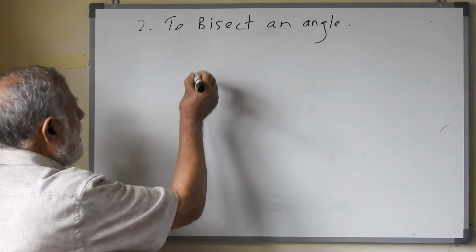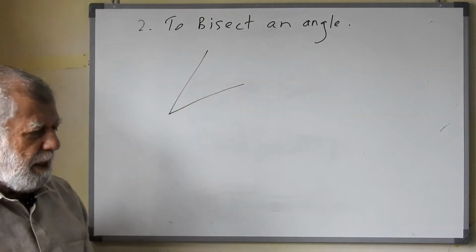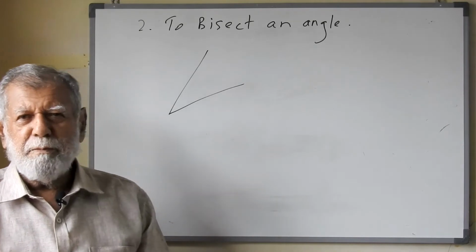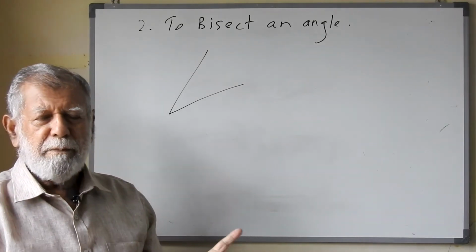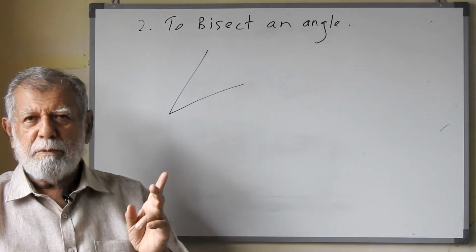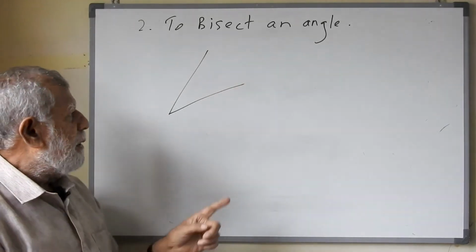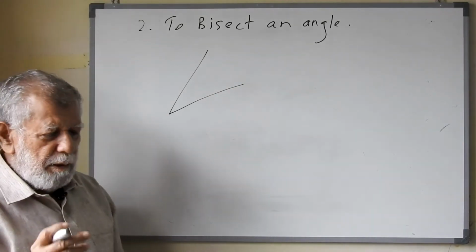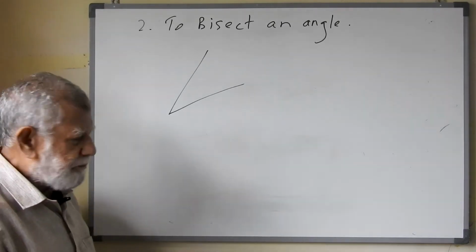Now we have an angle here. Bisect means, as we studied before, dividing into two equal parts. Perpendicular bisector means perpendicular, and bisector means dividing that line into two equal parts. In the same way, bisecting an angle means dividing the angle into two equal parts. This is how we do it. Again, we use only the ruler and the compass.